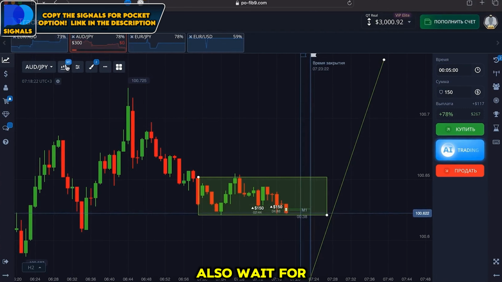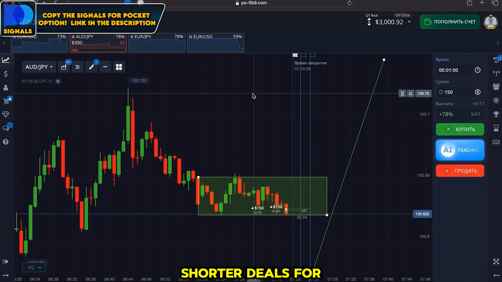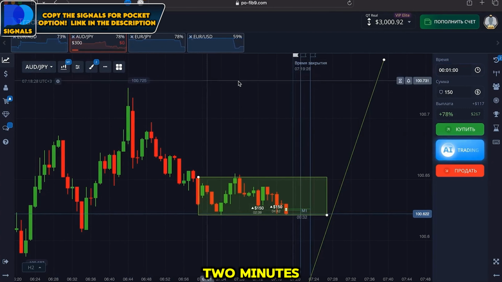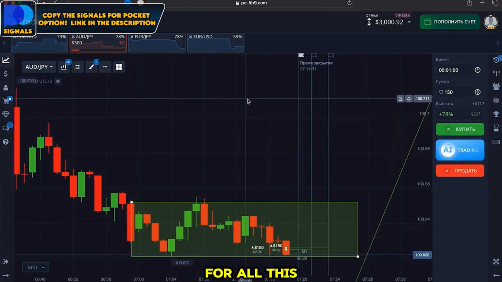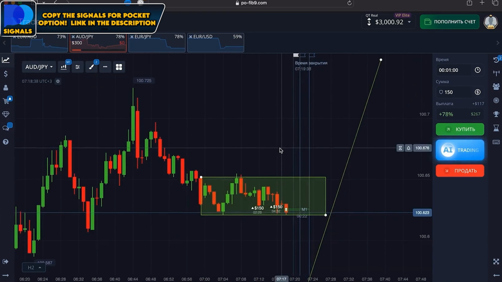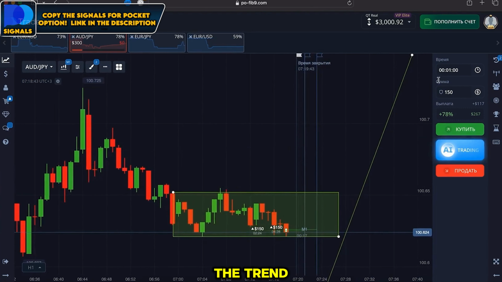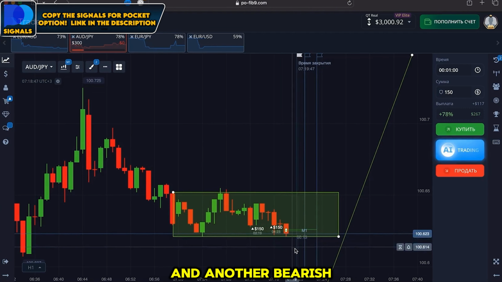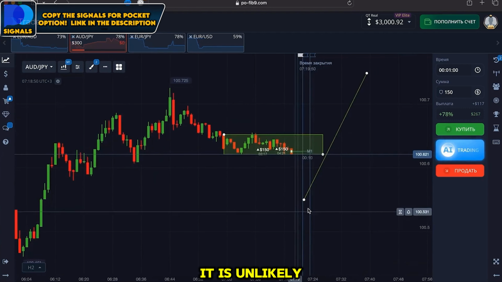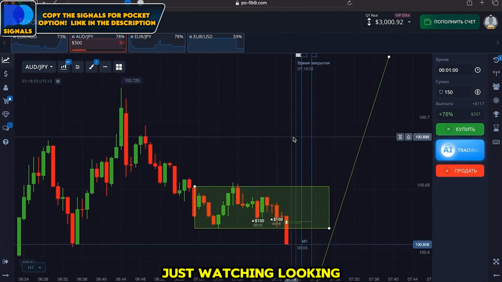Now we will also wait for them, but at the moment, most likely, we will also add shorter deals for a minute, let's say for 2 minutes. So now we are also waiting for all this. We will see, and it will be very disappointing. There is also a moment, if the price does not correct itself here, and the bears want to lead the trend, then this square is ours, it will break through and another bearish candle will be built. It is unlikely that we will be able to push off from it to the increase. Therefore now we are just watching.